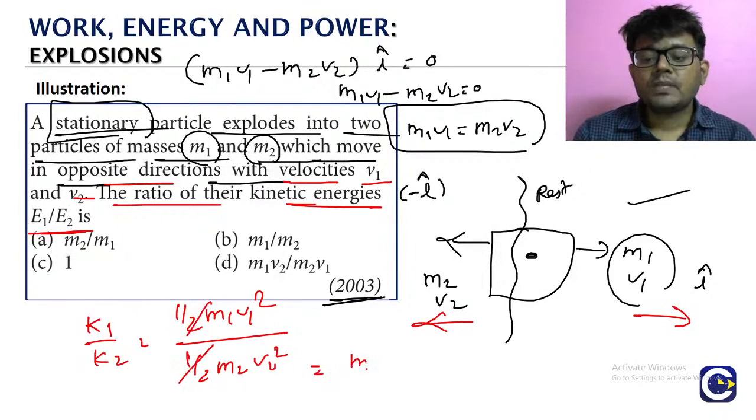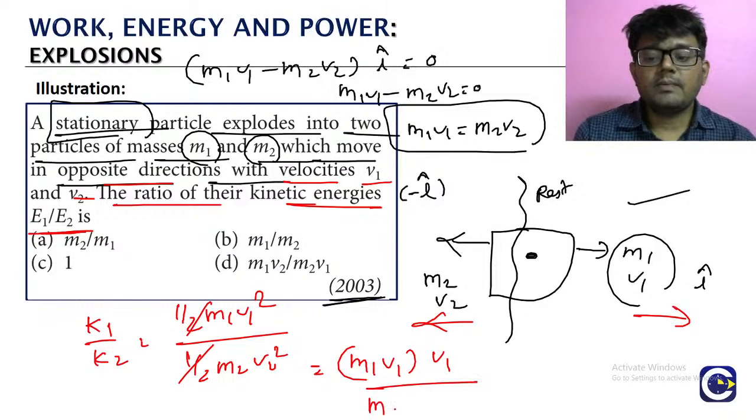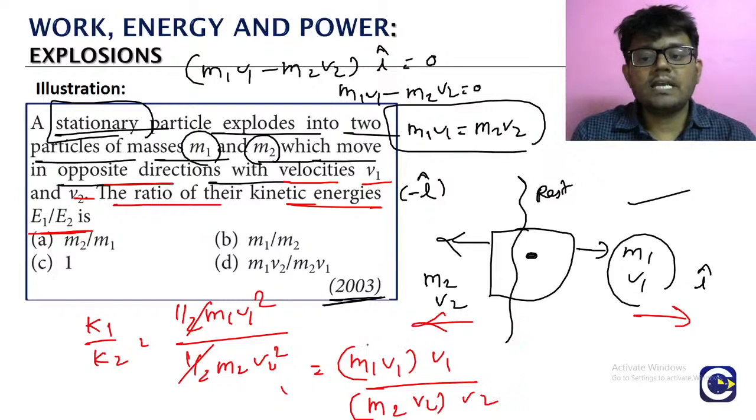Look, m1 v1 into v1, divided by the denominator m2 v2 into v2. Why do we write it like this? Because we can cancel. We already have a relation: m1 v1 is equal to m2 v2, right? So that m1 v1 and m2 v2 will cancel.